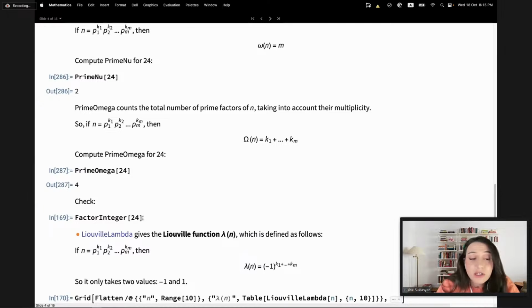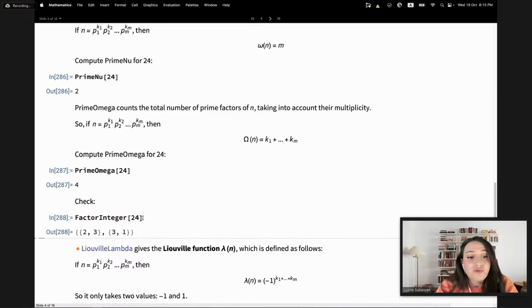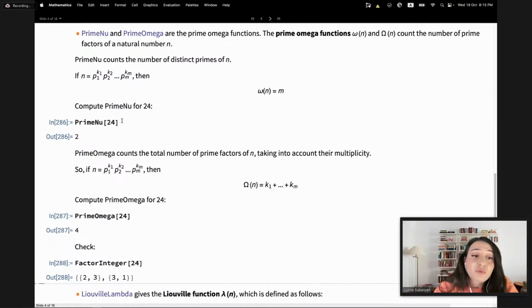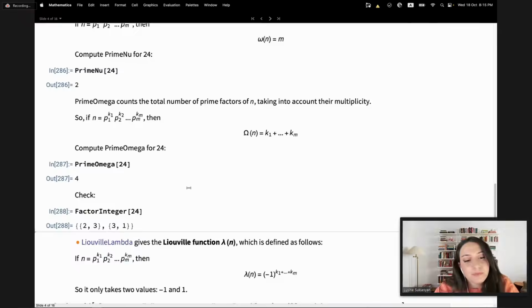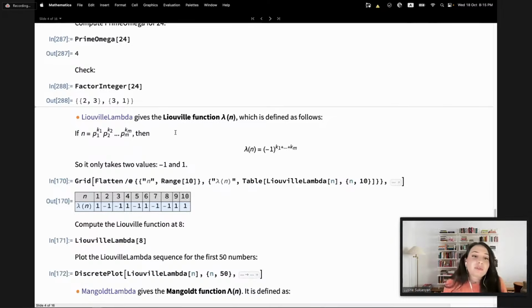We can just do FactorInteger of 24, and you can see that all of these are derived from the notion, because 3 plus 1 is 4, and it has 2 different prime factors. And so PrimeNu, the small one, will be 2. It was 2. There's again a function LiouvilleLambda, which gives the Liouville function lambda of n.